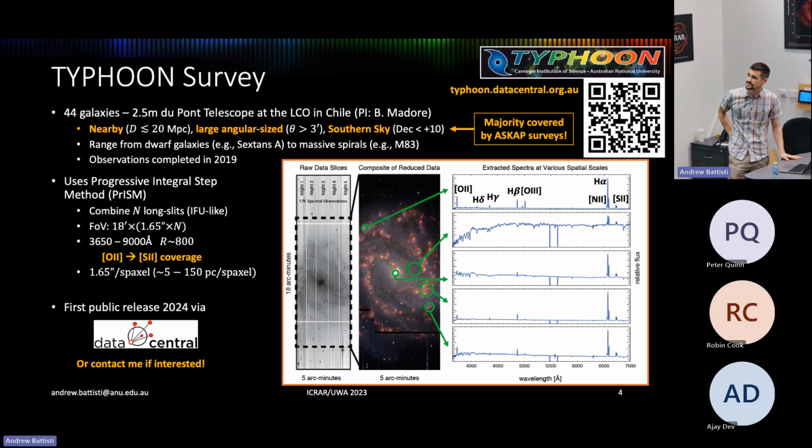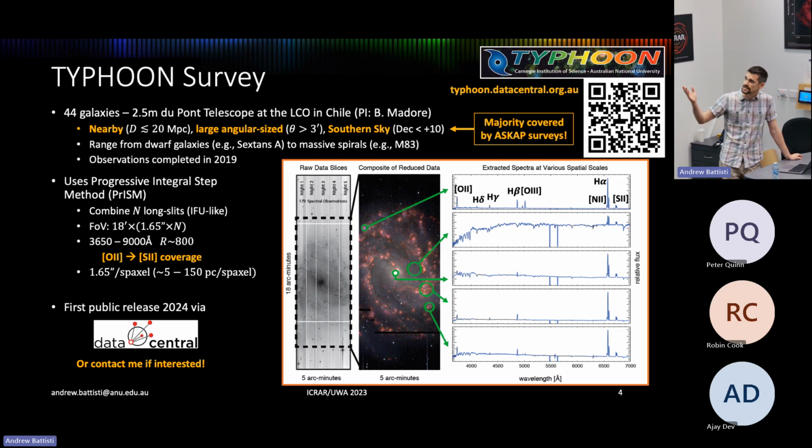So the first survey that I wanted to highlight is Typhoon. This is a completed survey of 44 galaxies that are all very local, large angular sized galaxies in the southern sky. If you're interested, the QR code here goes to the website that has a full list of galaxies on it. The fact that this is a southern sky survey is really ideal for linking it to ASKAP, because the vast majority of these galaxies will be observed with ASKAP, and because of their very large angular size, they'll basically all be resolved in the ASKAP data, which I'll highlight a little bit later.